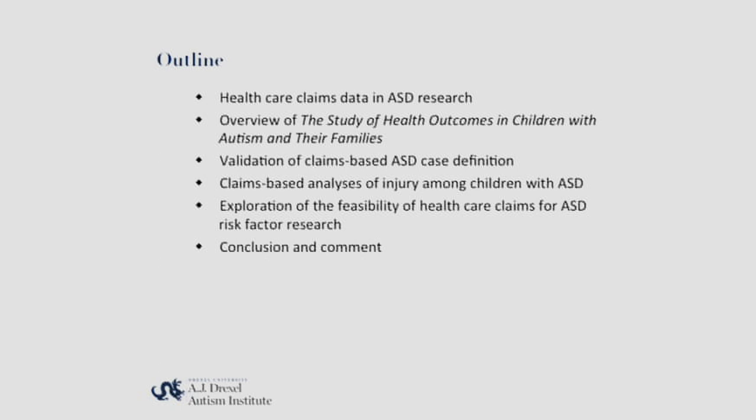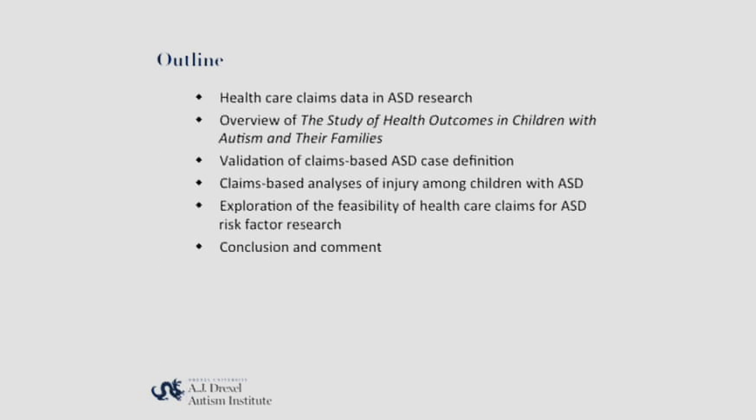I'm going to talk a little bit about work that we did validating an autism diagnosis in a claims database, which is a very important step if you're going to build autism research on this data source. And then I'm going to present an analysis that we did on a health outcome. We looked at the relationship between autism as a potential risk factor for increased injuries in kids using this database. And I'll present some of our results from that work to you today.